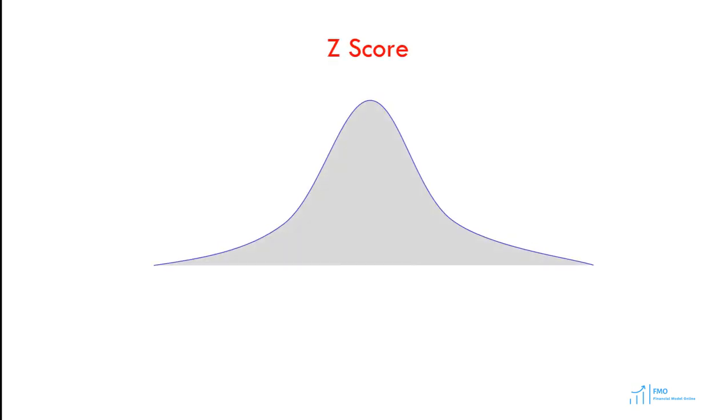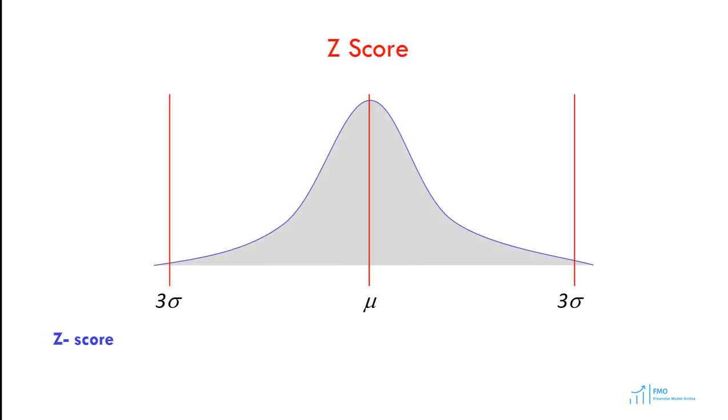Another concept we have to learn is a z-score. Z-score is a measure of how many standard deviations below or above the mean a data point is.